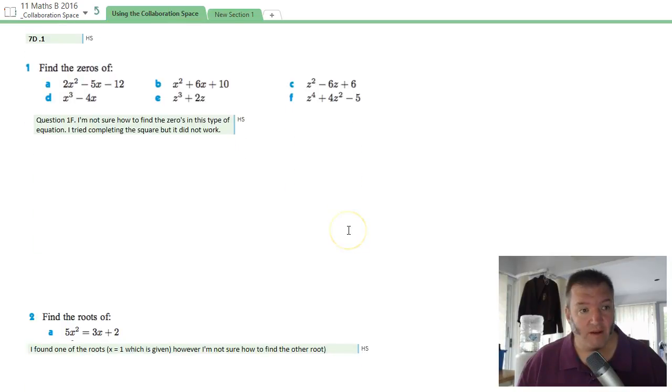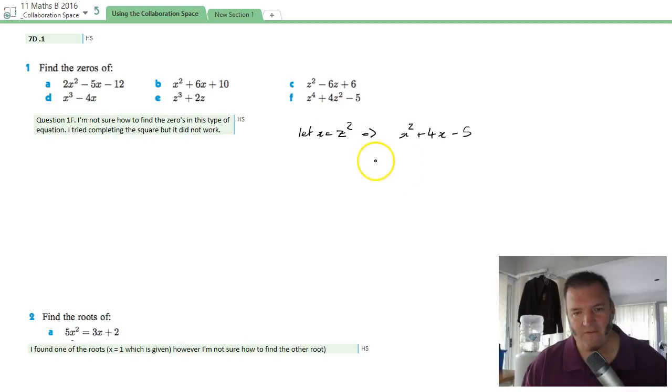So we scroll down, and what do we got? Find the zeros of question 1f. I'm not sure how to find the zeros in this type of equation. I tried completing the square, but it did not work. Oh, it would have worked beautifully. This is a little bit tricky because we've got the power of 4, but remember, z to the power of 4, I could think of, if I just said let x equal z squared, what would I have then? I would have x squared plus 4x minus 5. And that would be able to be factorized pretty easily, wouldn't it?